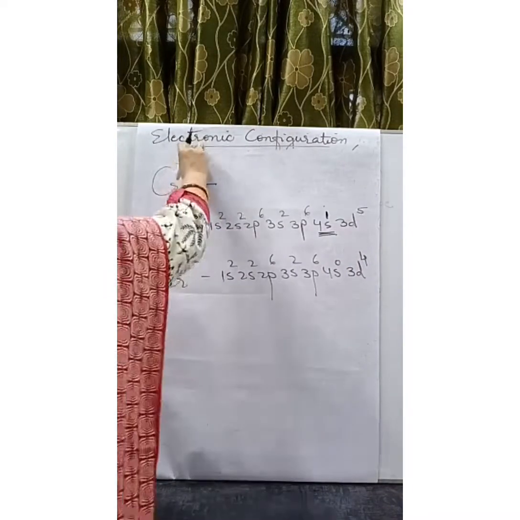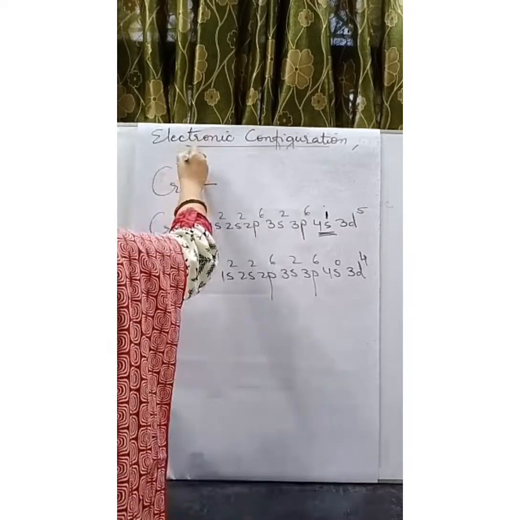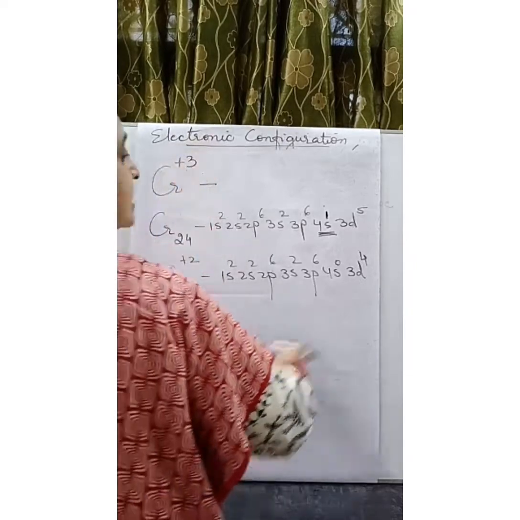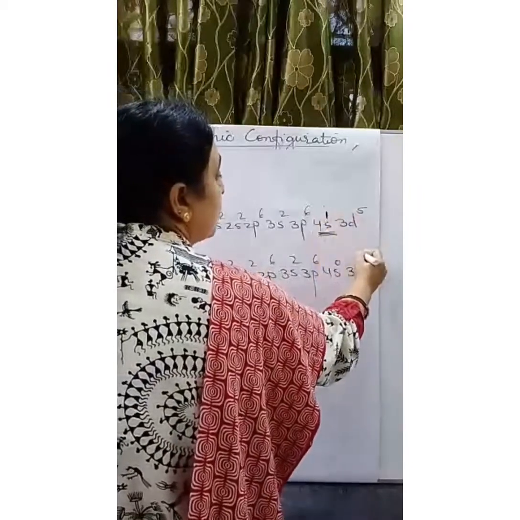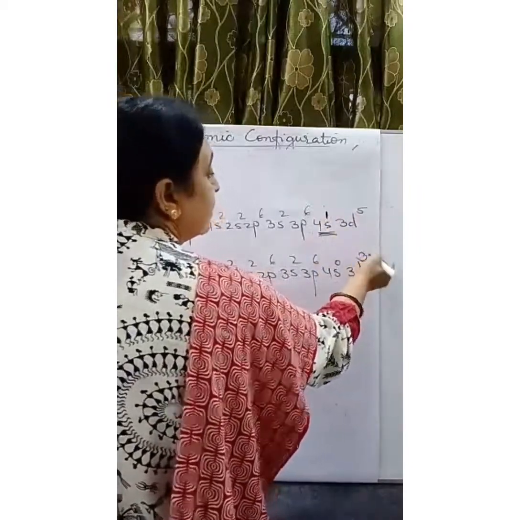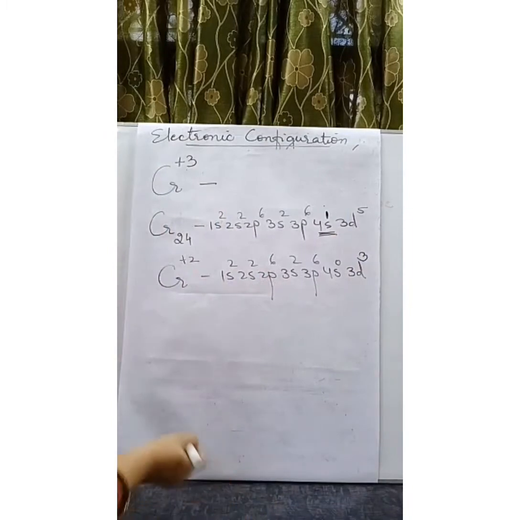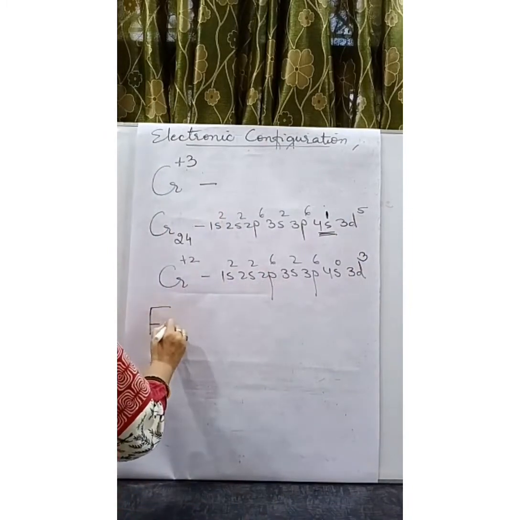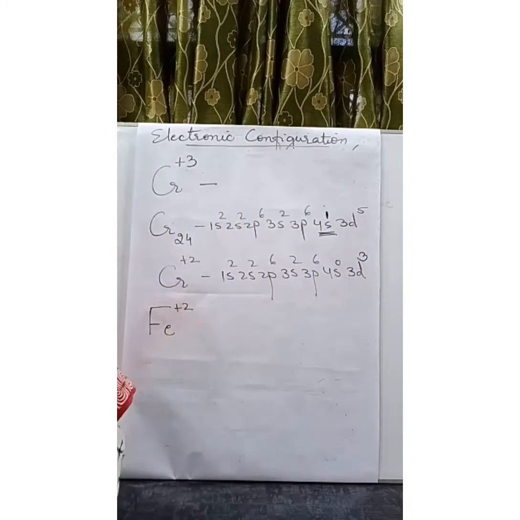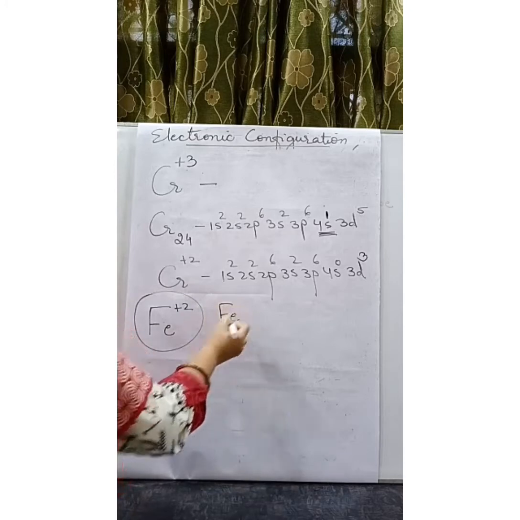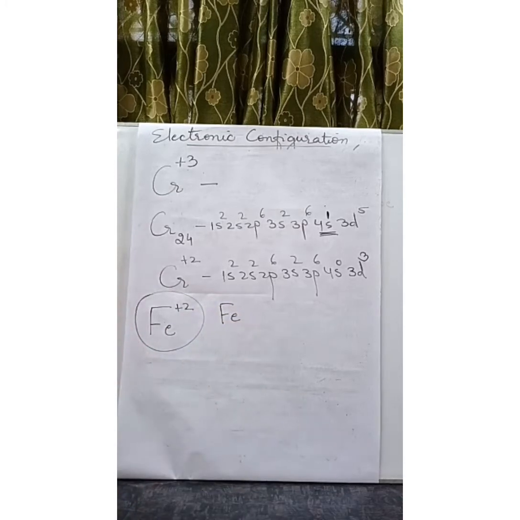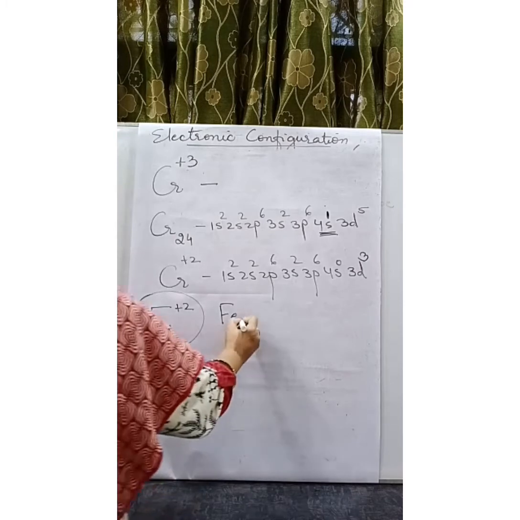If I change it to plus 3, then in that case, 1 goes from here and 2 more from here. So 3d3. In the same manner, if you have to write the configuration of Fe+2, first of all, you will write for Fe. What is the atomic number of Fe? 26.